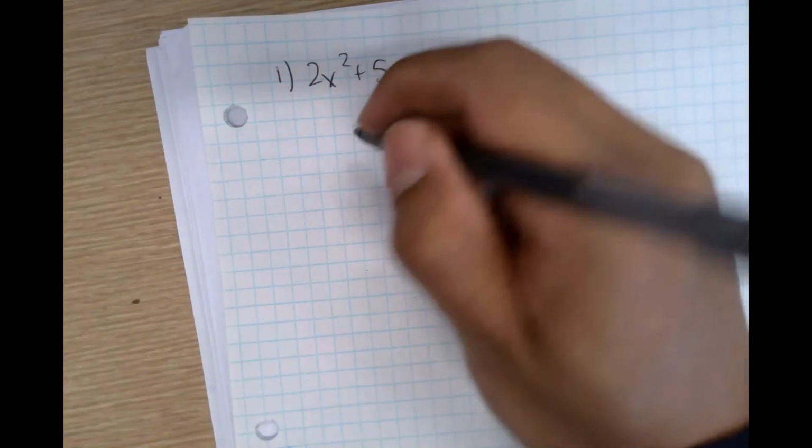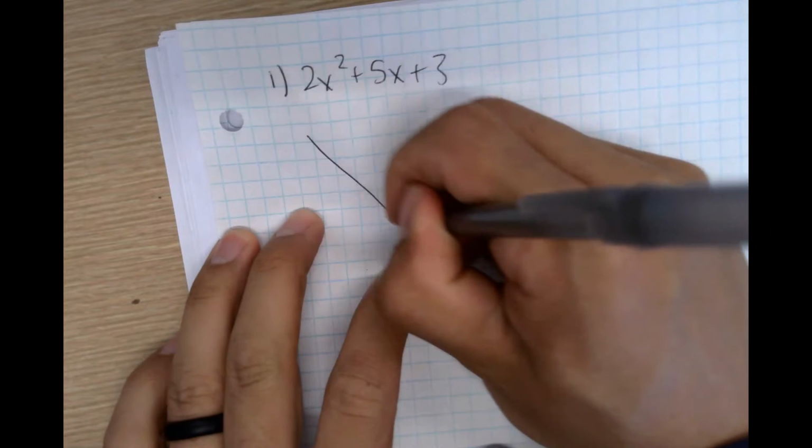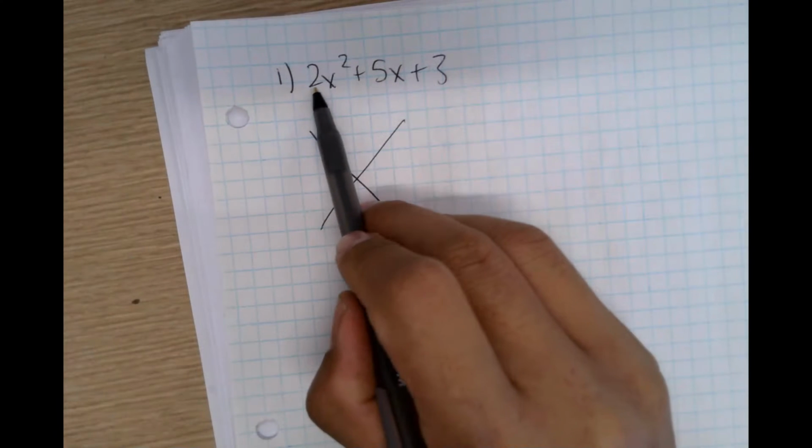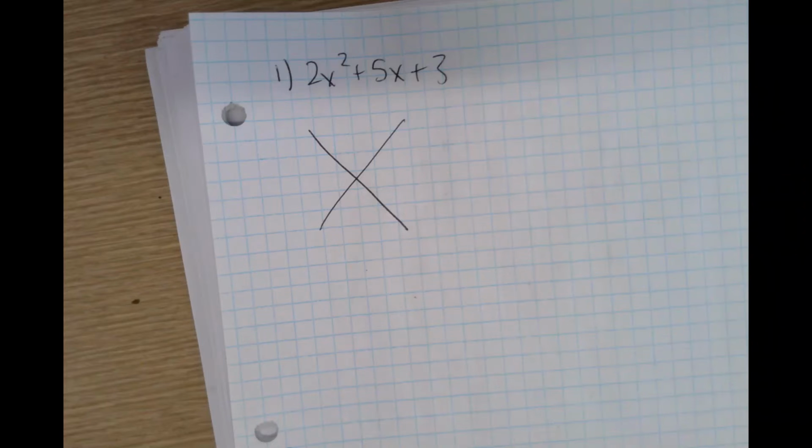So this first one, what you're going to do is the first step is exactly the same. You're going to write an x here, right? You're going to write an x here. The difference, and the major difference, is that now there is a number in front of x squared. So the big difference for these types of problems, these are the hardest types of problems, is that there is a number in front of x squared.